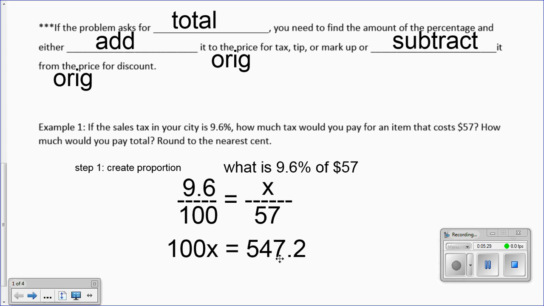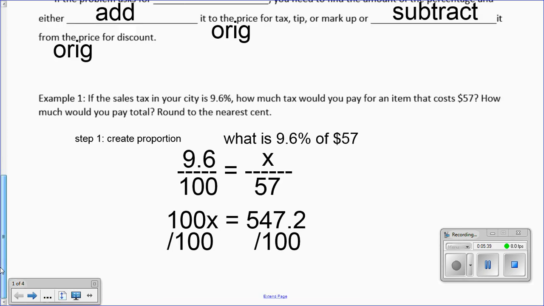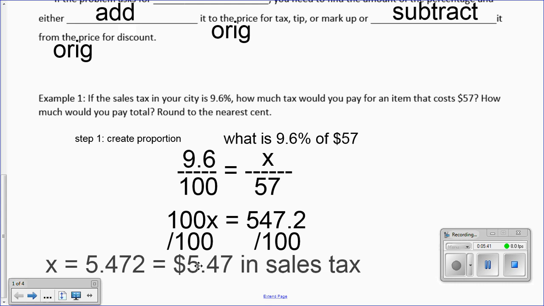550, wow, 547.2. Okay, x in 100 just becomes 100x. So now I'm going to get x by itself. I divide by 100, and I end up getting x is 5.472, and I need that to be a money value, so I change it to money, so it's $5.47 in sales tax. So that's how much I'm paying just for tax.